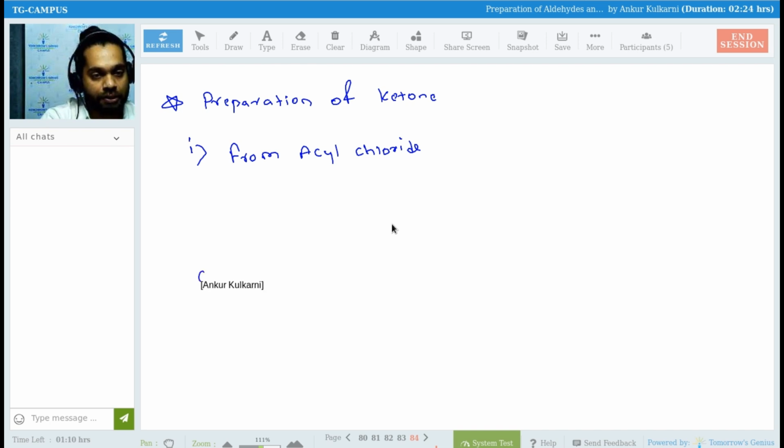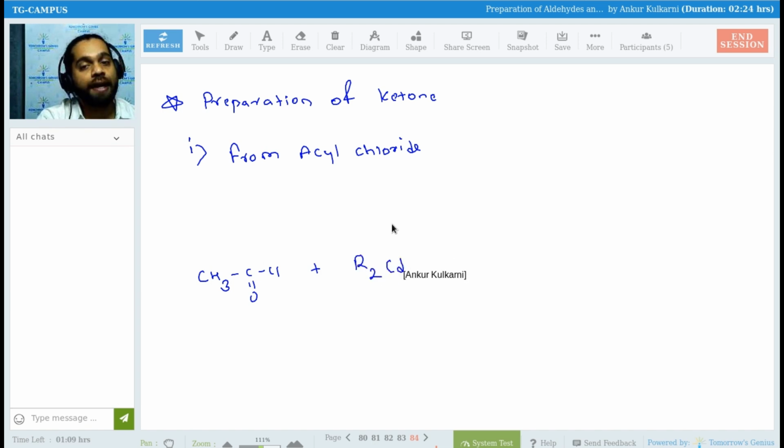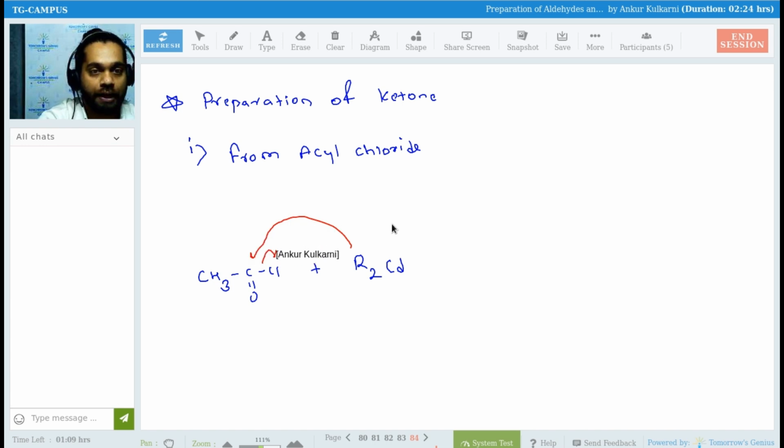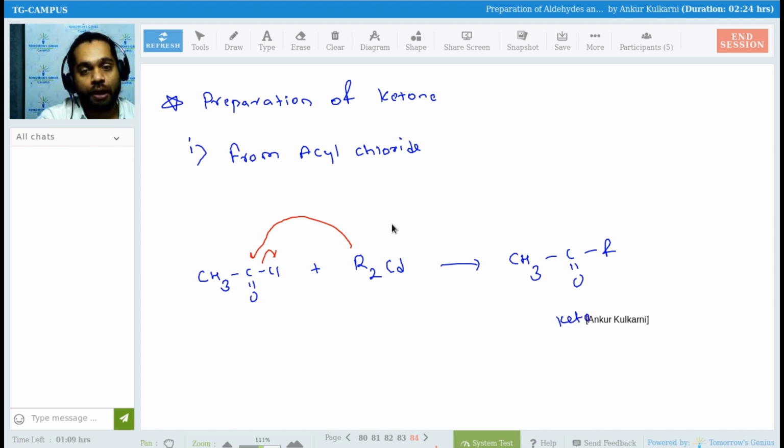So again, I will have CH3COCl. Simple. It is so simple. I will have an alkyl cadmium. So basically I want a nucleophile. That's why I will attach it to a metal. So what will happen? That R minus will attack on the carbonyl. Chlorine will go away. So what I'll get, Sarjana, I will have a ketone. CH3. This is nothing but a ketone.